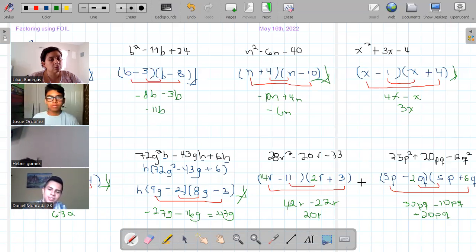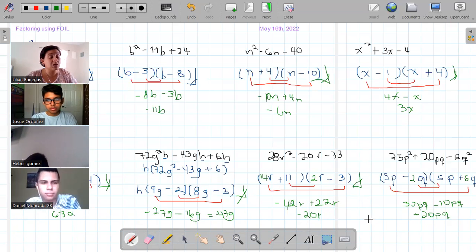No, because the answer is positive and there's negative. So what should I do? Change the signs. So this positive will now be over here in the first parenthesis and the negative goes in the second one. And now I'm going to have negative 42r and positive 22r, and my answer is going to be negative 20r. So you see, sometimes the answer is just by switching up the numbers and then switching up the signs.